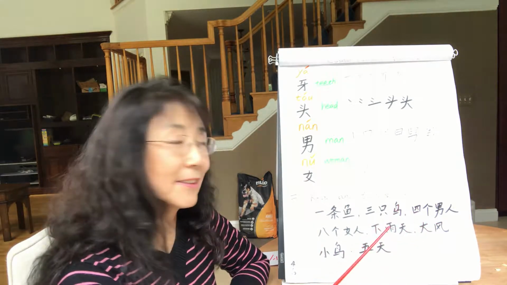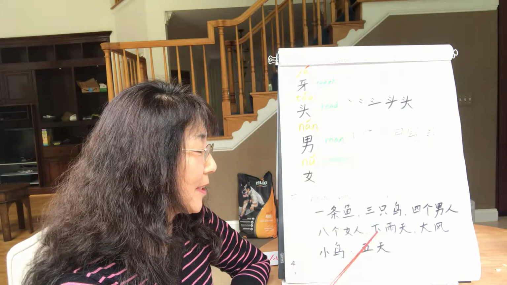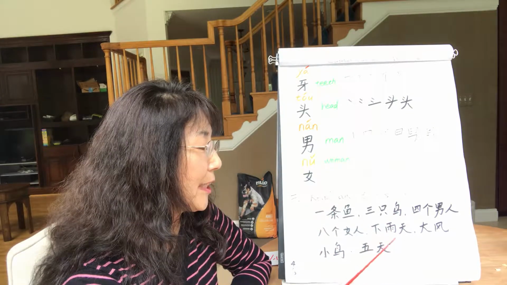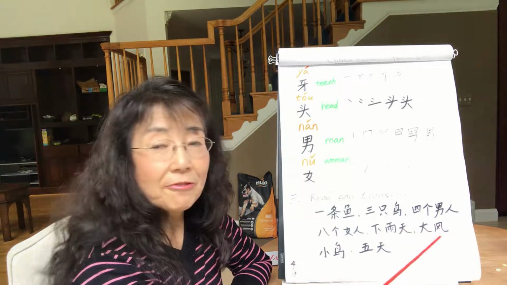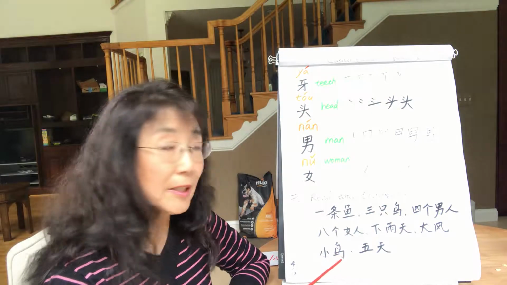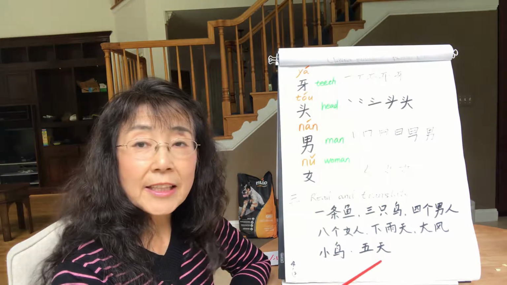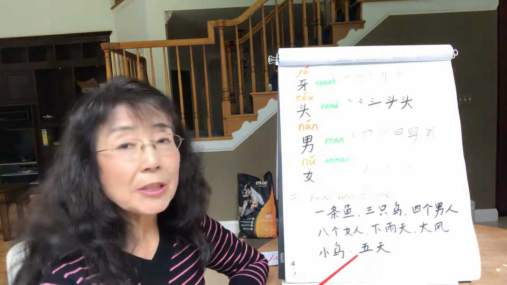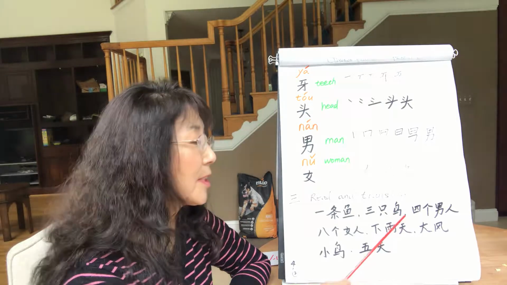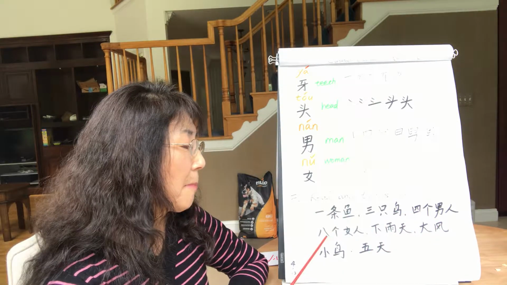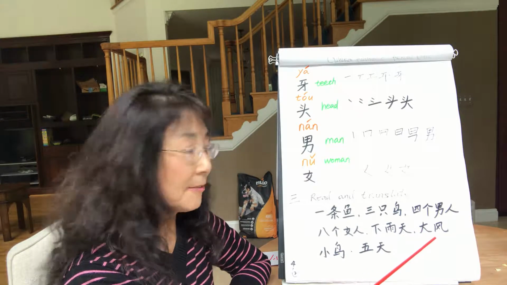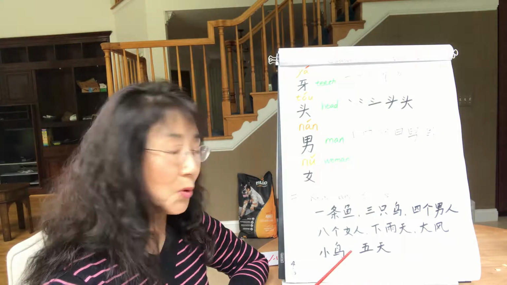Eight women, four men, three birds, one fish. 下雨天 means today is raining, a rainy day. 下雨天. 大风 means strong wind. 小鸟, small bird, little bird. 小鸟. 五天, five days. Now please read after me: 一条鱼, 三只鸟, 四个男人, 八个女人, 下雨天, 大风, 小鸟, 五天.